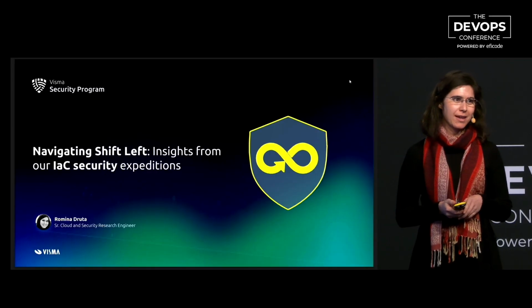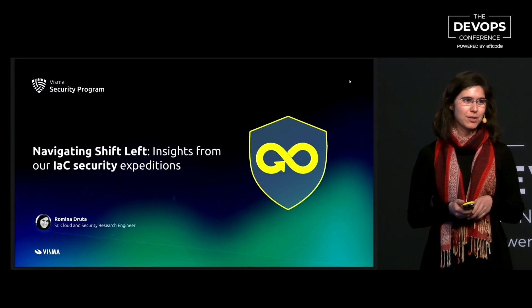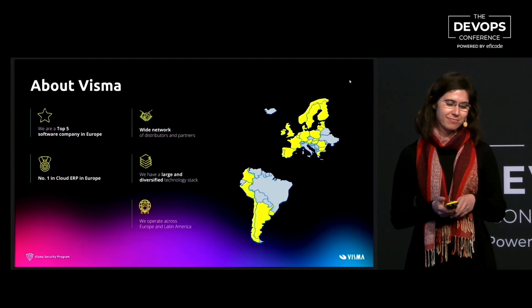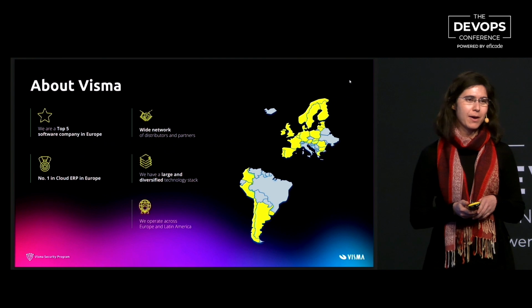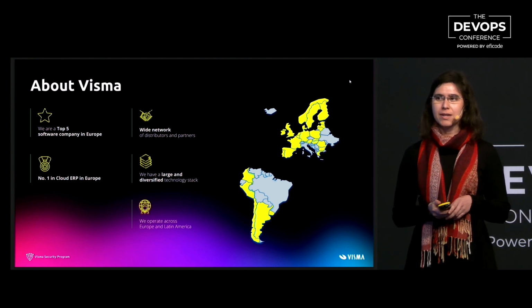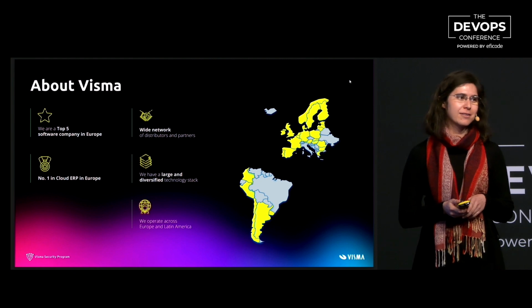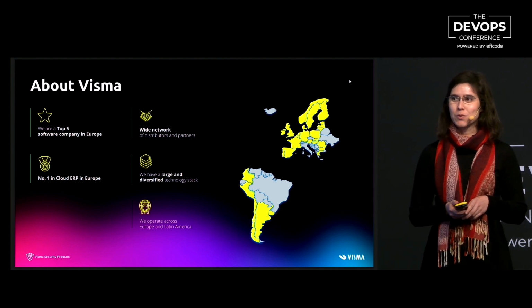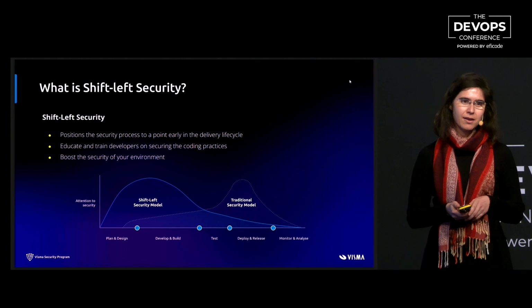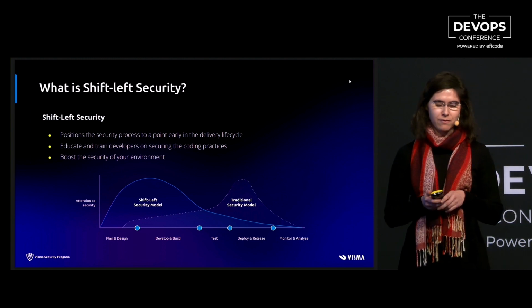I'm going to speak today about our shift left security with infrastructure as code. I'm working for Visma, which is a federation of 200 companies operating across Europe and Latin America, and we are delivering ERP solutions, most of them being in the cloud. And I'm here today to speak about shift left security.